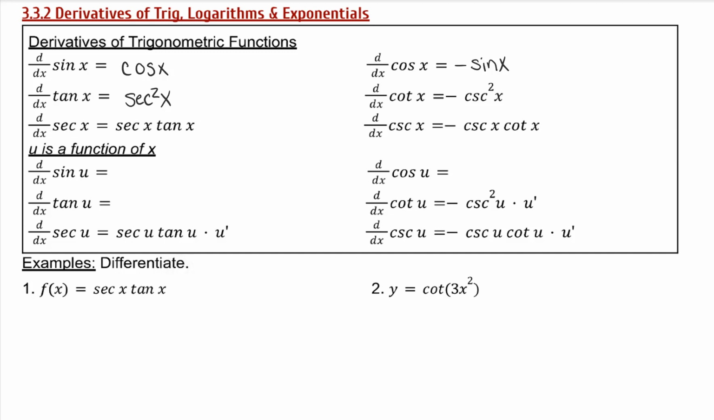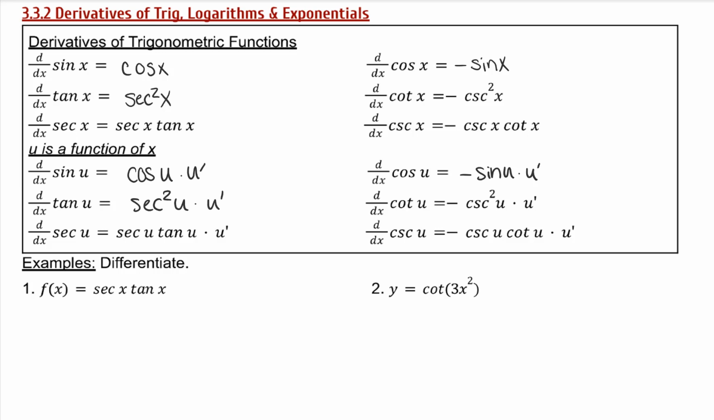If u is a function of x, that means we're going to have to use the chain rule. So the derivative of sine of u is cosine u times u prime. Cosine u, that would be negative sine u times u prime. That chain part is just deriving that inner function, or that function of x, and multiplying by that derivative afterward. Secant squared u times u prime, and so on.